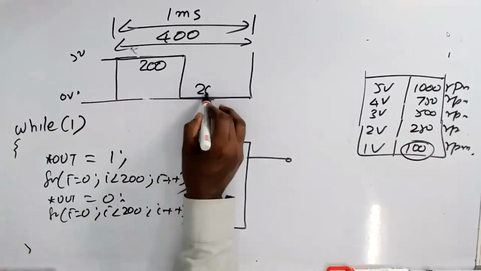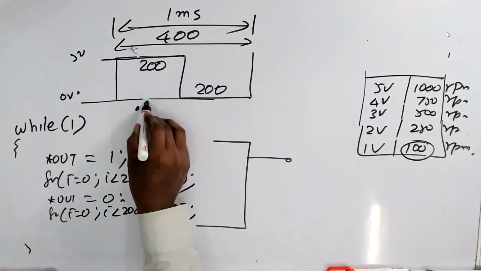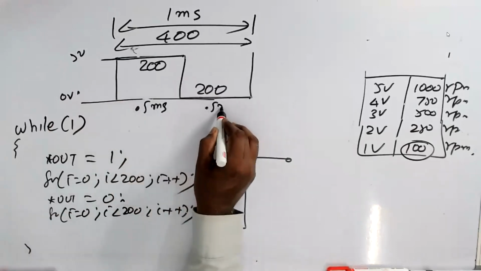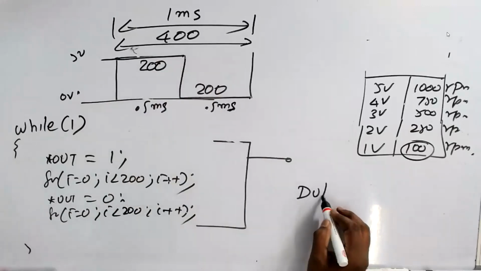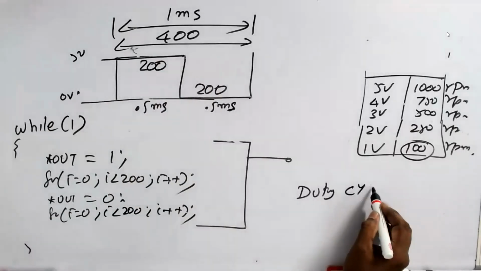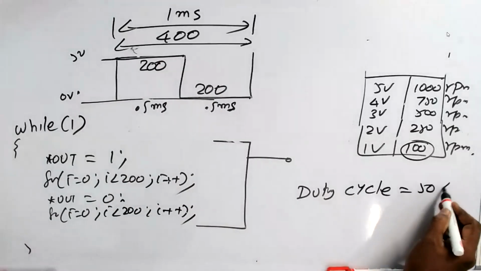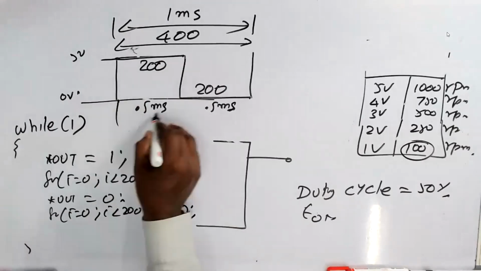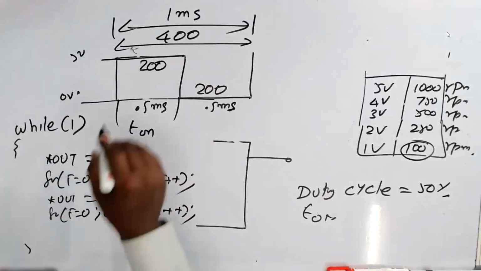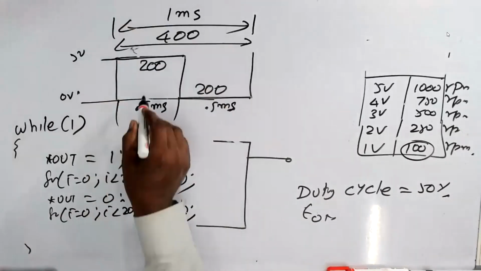Understand? Now what happened? This is 0.5 milliseconds on, and this is 0.5 milliseconds off. What is the duty cycle? The duty cycle is 50%. How? This is T on, and the whole time is T.